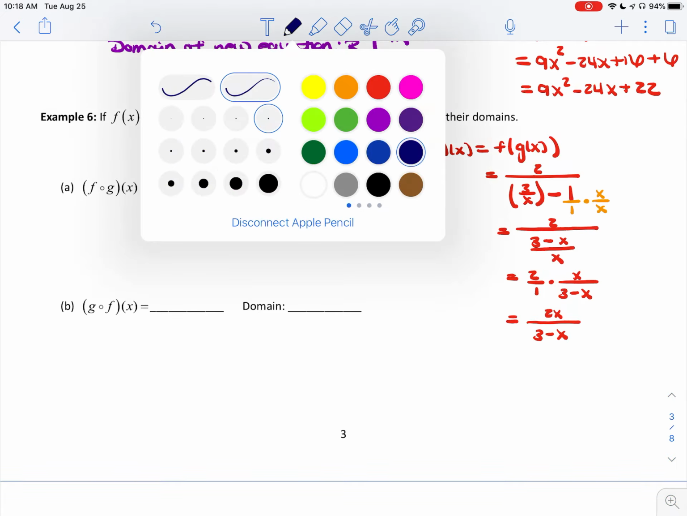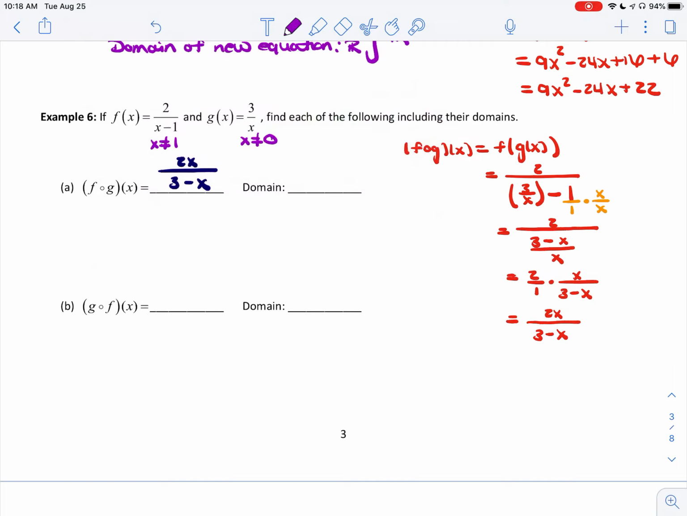Now for the domain, we need to think about two pieces again. First, the domain of the inside function, which is our g on this one. And for that, we said x cannot equal 0. The domain of g is x cannot equal 0.